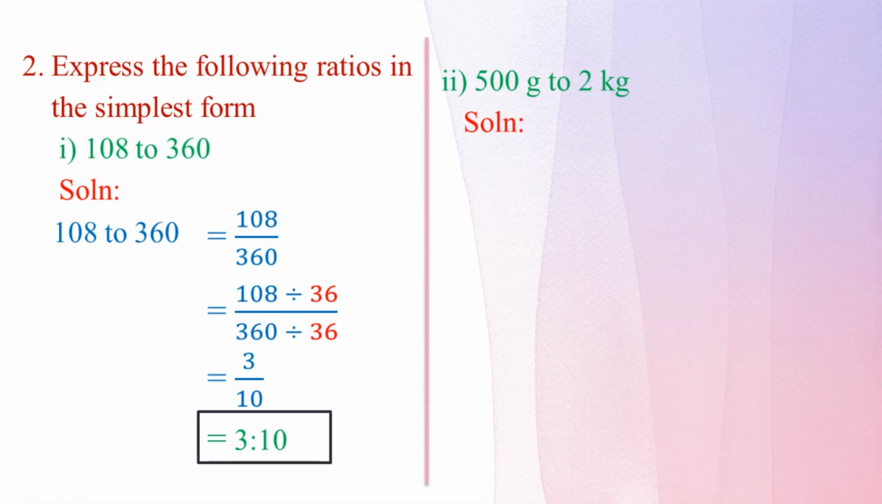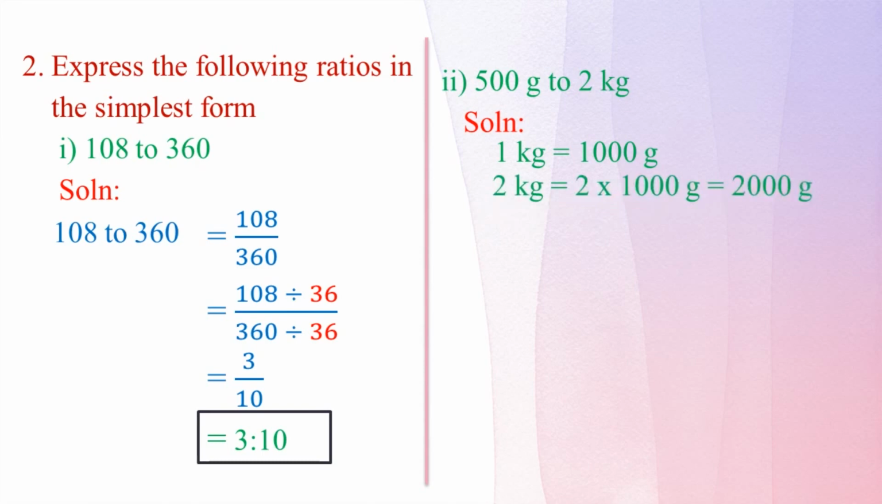And 500 gram to 2 kilogram. Here we have different units, so we have to convert to the smaller unit. 1 kg equals 1000 gram, and 2 kg is 2 into 1000 gram, which is 2000 grams.